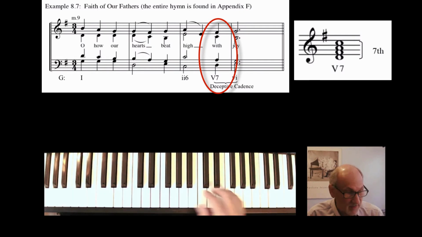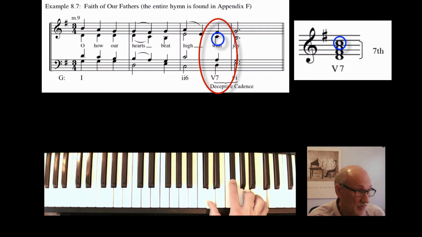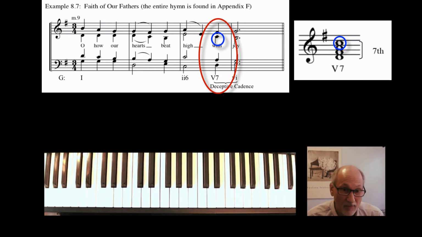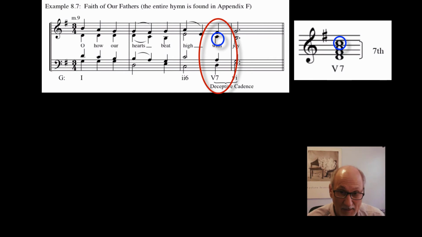So in other words, we're in the key of G, and we're playing the 5 chord, but we're adding an additional note. So it's what we call a 7th chord, because the distance from the lowest to the highest, when in this close position, is the interval of the 7th. Again, we'll be covering that a little bit later. But we've got a really nice example here of a deceptive cadence.